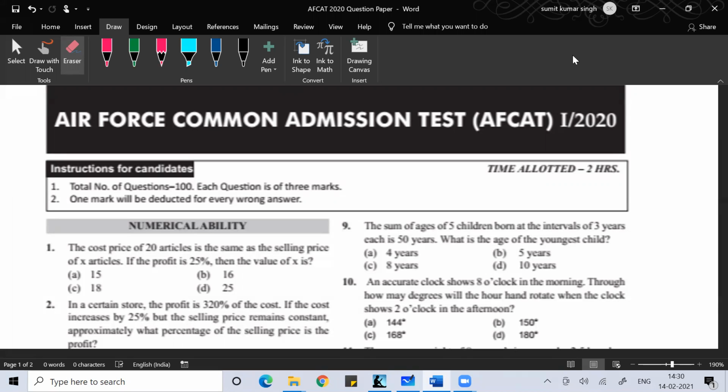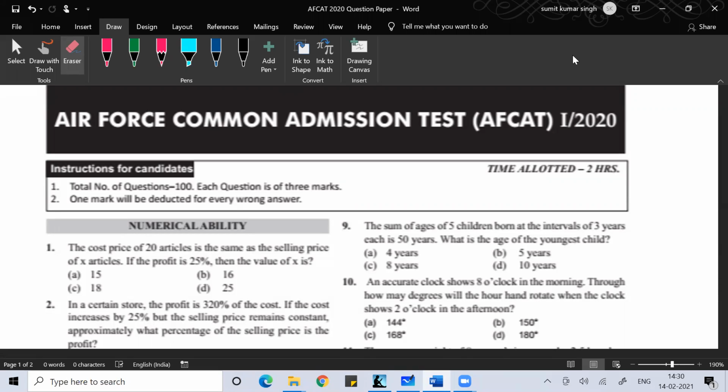This is Amit Kumar Singh, and guys, welcome to my class where I'm going to discuss the 2020 question paper of Air Force Common Admission Test. So, this was a 2 hour exam, and for this 2 hour exam, you got 100 questions, and the marking scheme was 3R minus W, where for every correct question, if you answer it correctly, you'll get 3 marks, and for every wrong attempt, 1 mark will be deducted.